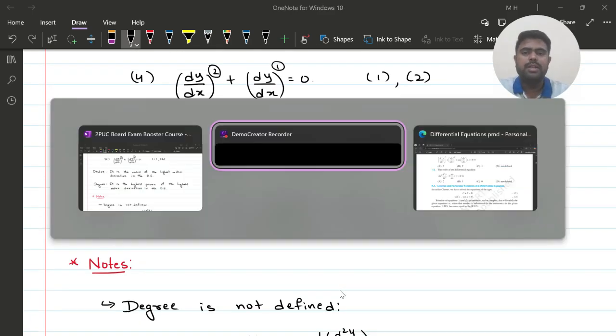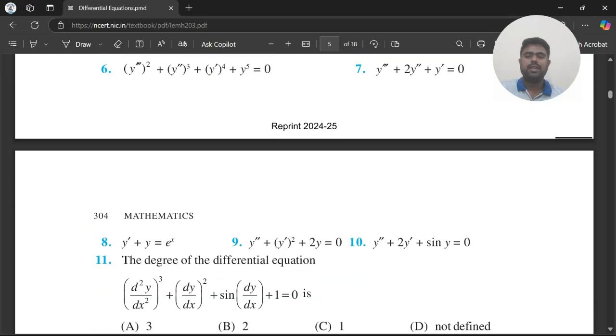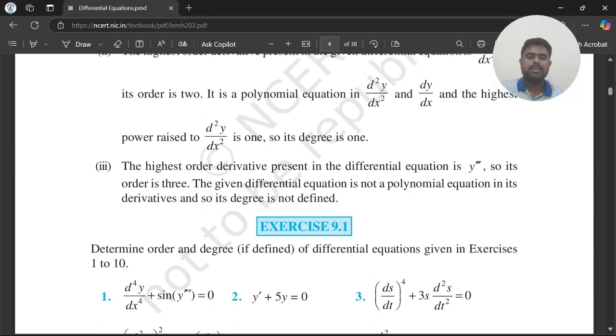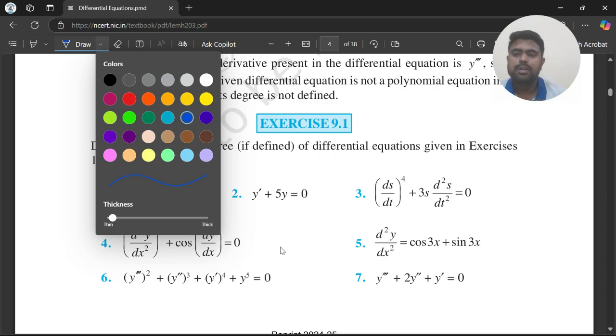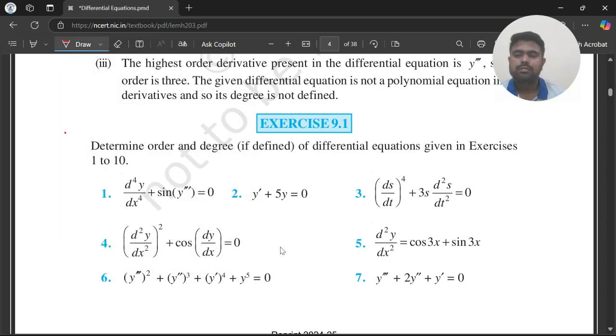We will just solve a few examples on order and degree of a differential equation. Coming to exercise 9.1, we have the first question: d raised to 4 y by dx raised to 4, sine of y triple dash. In this, y triple dash is the derivative of order 3 and d raised to 4 y by dx raised to 4 is the derivative of order 4. Which is the highest? It is the 4th order, so the order of this differential equation is 4.